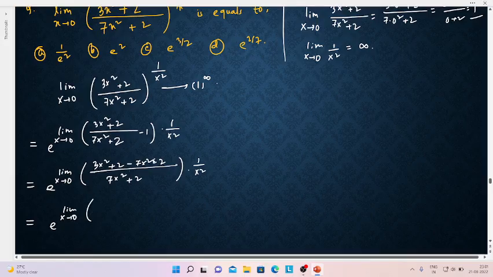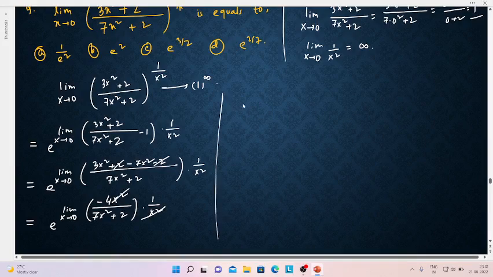Here you can see 3x square minus 7x square is nothing but minus 4x square, right? And plus 2 and minus 2 will be cancelled out, and on the denominator we have 7x square plus 2, and we have 1 over x square as multiplication. So that x square and that x square will be cancelled out. So we have e to the power limit x tends to 0 of minus 4 over 7x square plus 2, right?